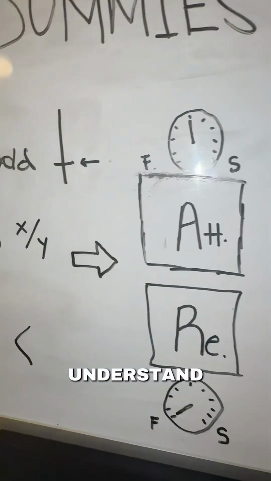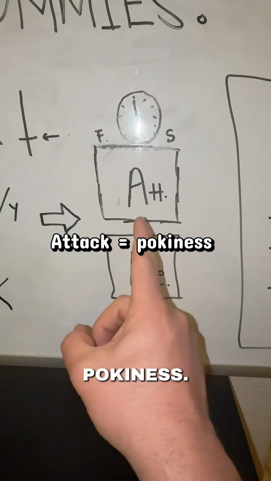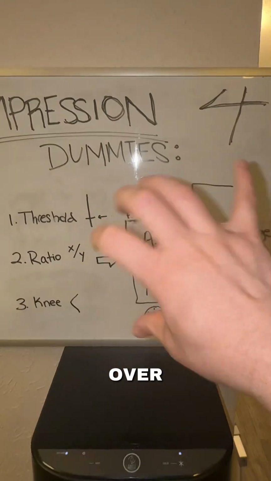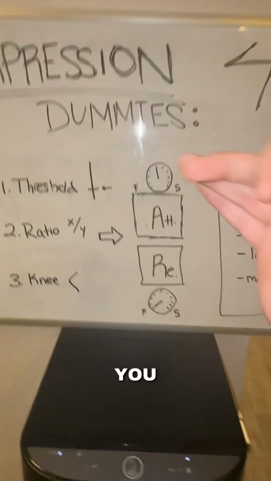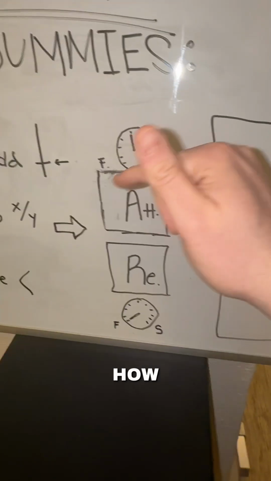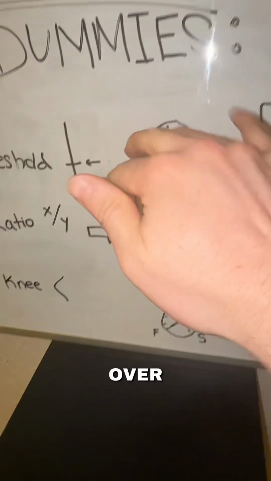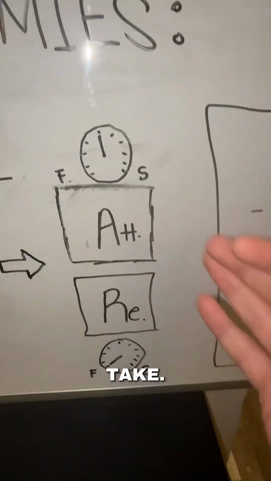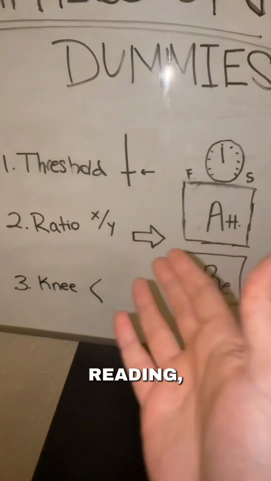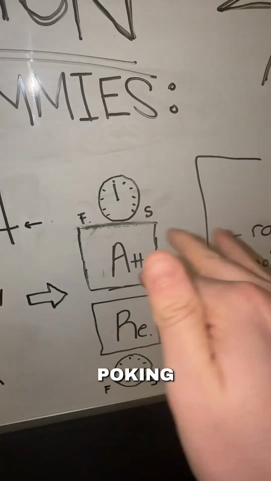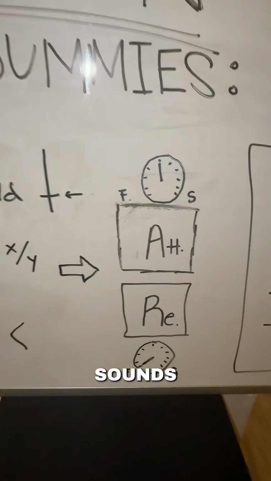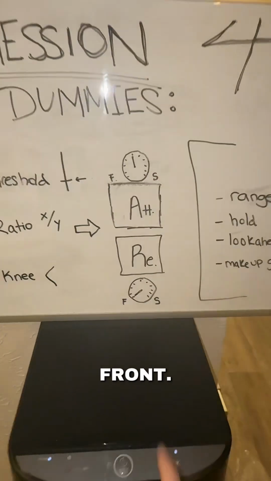What you need to understand is attack is pokiness. Attack is how much the sound pokes out over the rest of the track. How much are you making it up front? How much are you bringing it out over the rest of the peaks? And that's not literal. I mean, if you take the decibel reading, you could have it not actually poking over volume-wise, but because you have a faster attack, it just sounds more poignant, more in front.